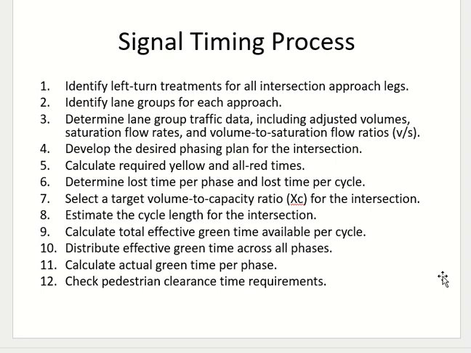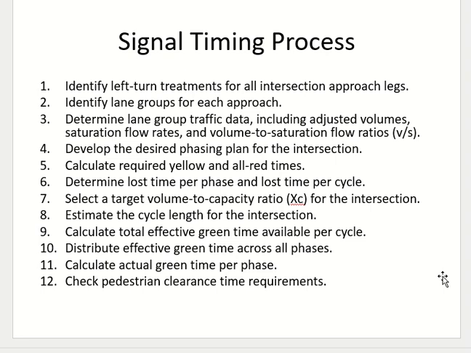Select a target volume capacity ratio. You have to select it as the design value. Now what is the difference between this and this? Volume capacity and volume to saturation flow rate. Both of them are considered as maximum flow rates. Saturation flow rate does not include the stopping time, lost time, anything. Capacity does. So this is the actual one.